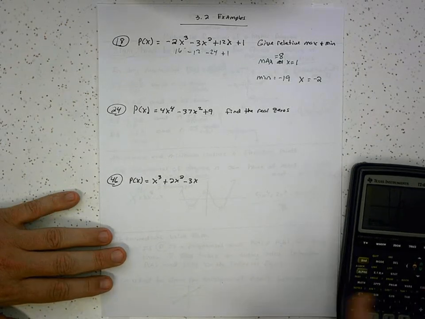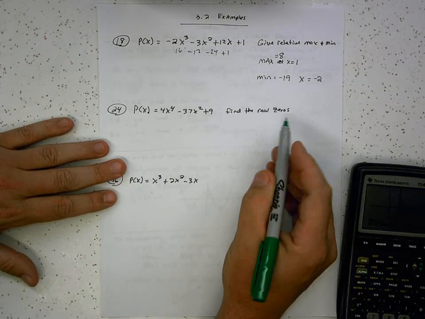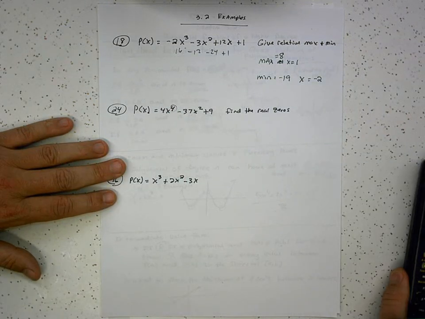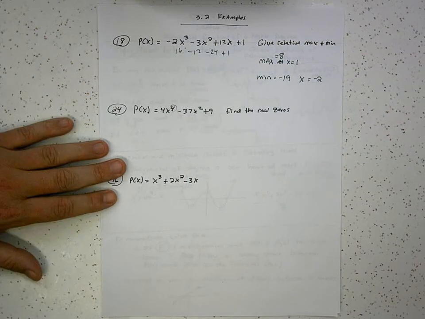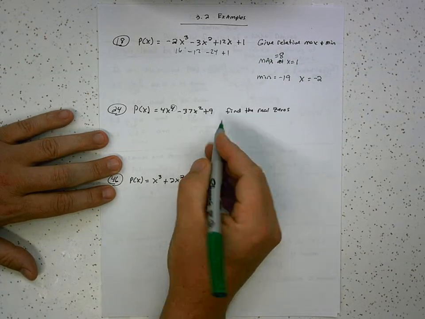Number 24 wants us to find the real zeros of each polynomial function by factoring. Okay, so it wants us to factor it, find the actual zeros. Now, how many zeros are there? Well, there's up to 4. Now that's real and complex. So I'm going to try and factor this. Now it is quadratic form.